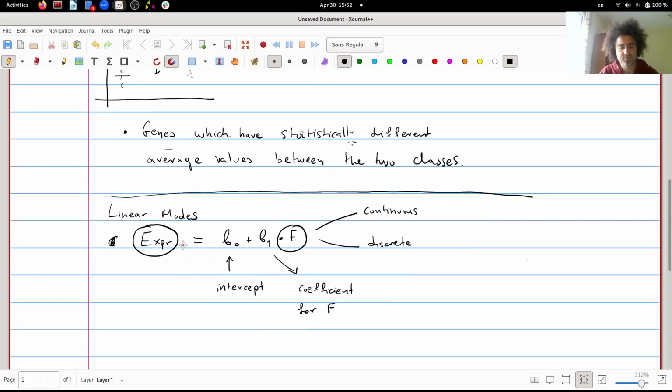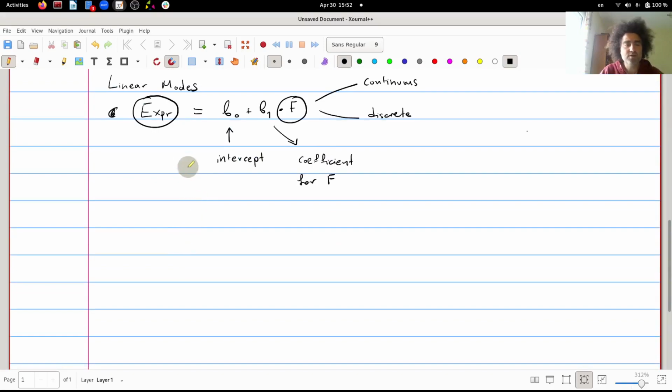Okay. So what we want to achieve is to explain the expression value using a linear model, a simple linear model of this form here.